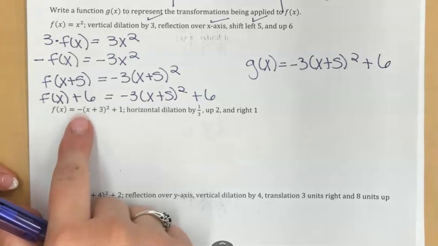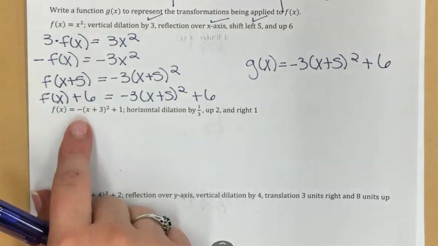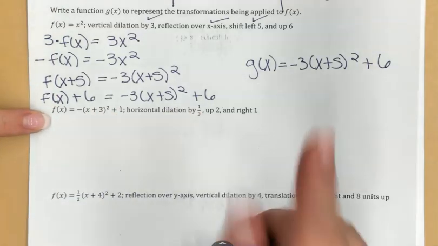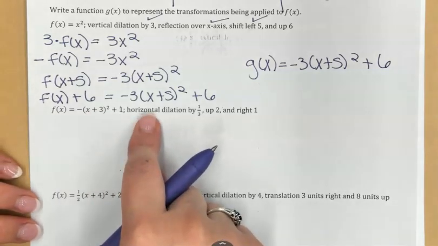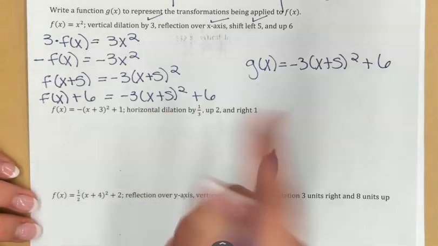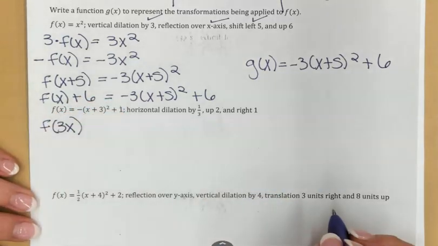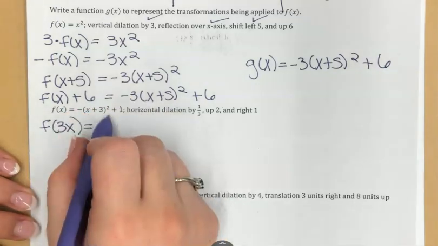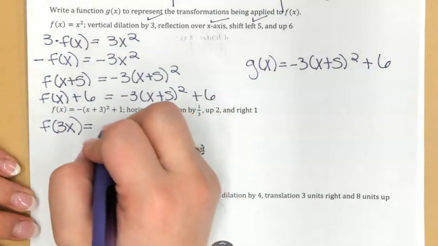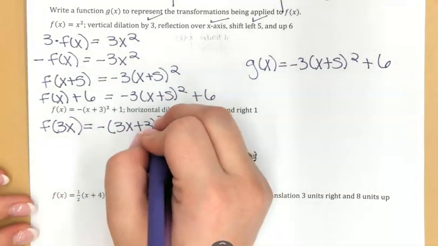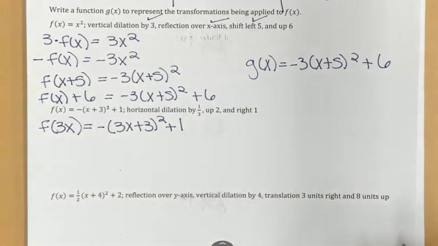Let's look at this next one. The function I'm starting with is not the quadratic parent function. It's a parabola that is already somewhere else on my graph. So this is the function I'm going to be applying these transformations to. So starting with a horizontal dilation by 1/3. So that is going to look like 3 on the x. Just the x. So for the context of this function I'm starting with, that's going to look like negative 3x plus 3 squared plus 1. So there's my first transformation.